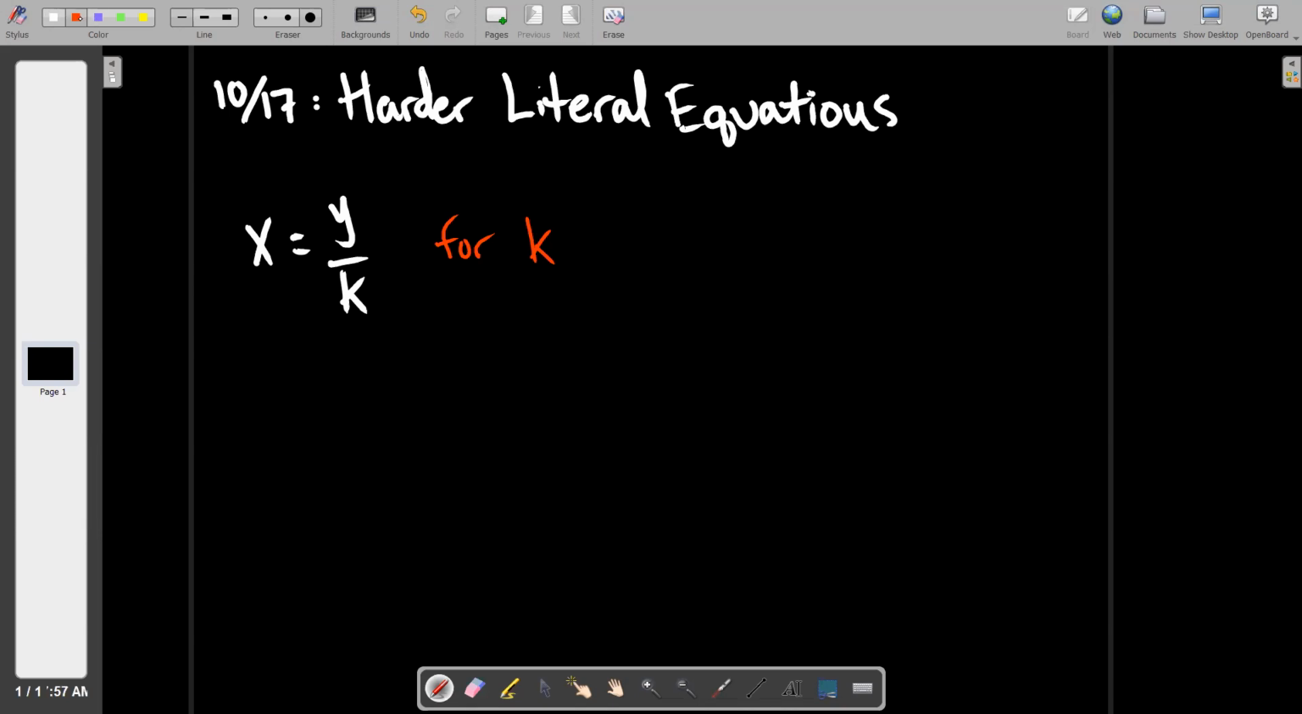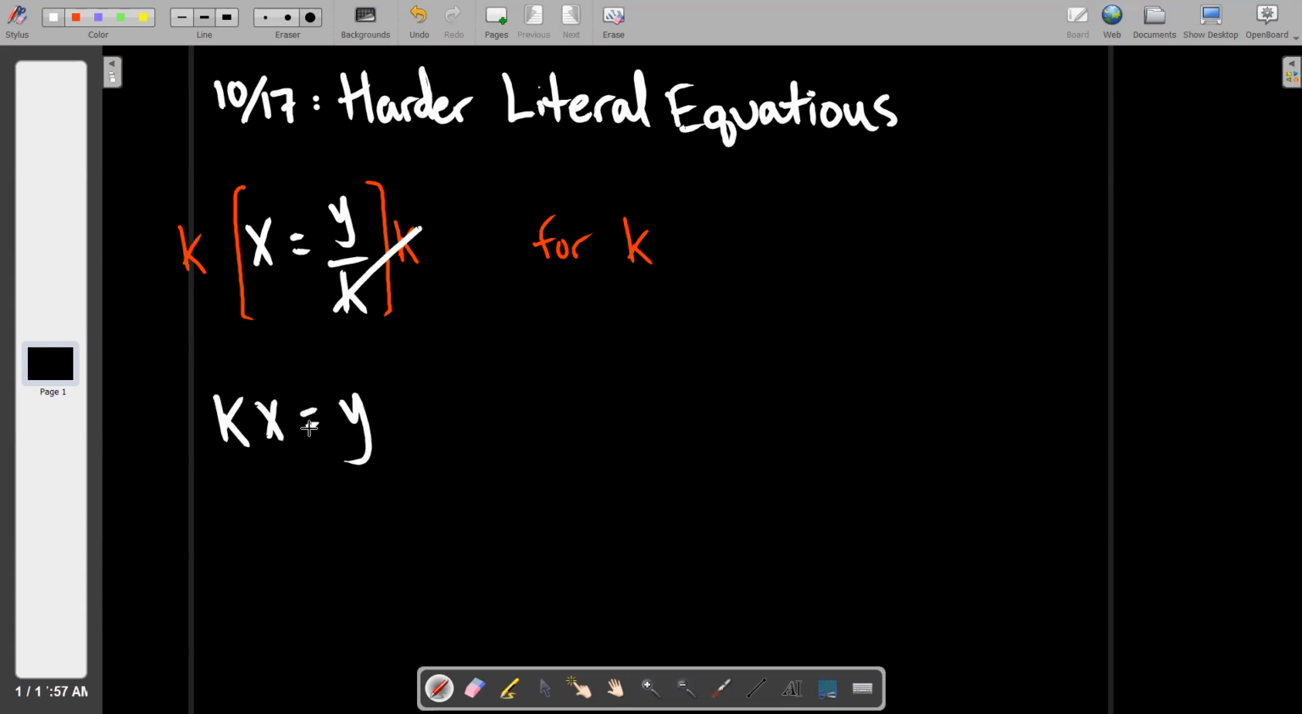Right, and that's just good instincts. If there's a fraction, our best bet is to eliminate that fraction. It doesn't matter that it's not a number. We're going to multiply both sides by K like this. I assume you're good with that. Then these K's on the right-hand side cancel each other out, and we're left with a new equation that says Kx equals Y.